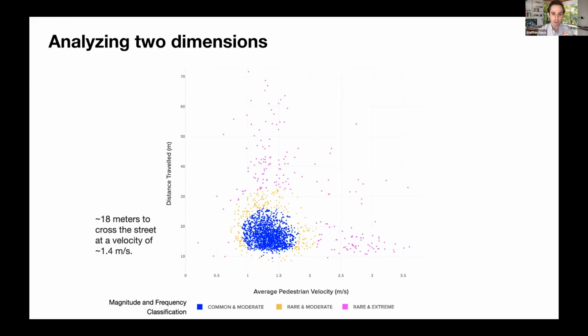So one of the insights we can grab from this new plot is, especially looking at that clump of blue values, again, the average velocity is about 1.39, 1.4 meters per second, but the common and moderate crossing distance is about 18 meters.